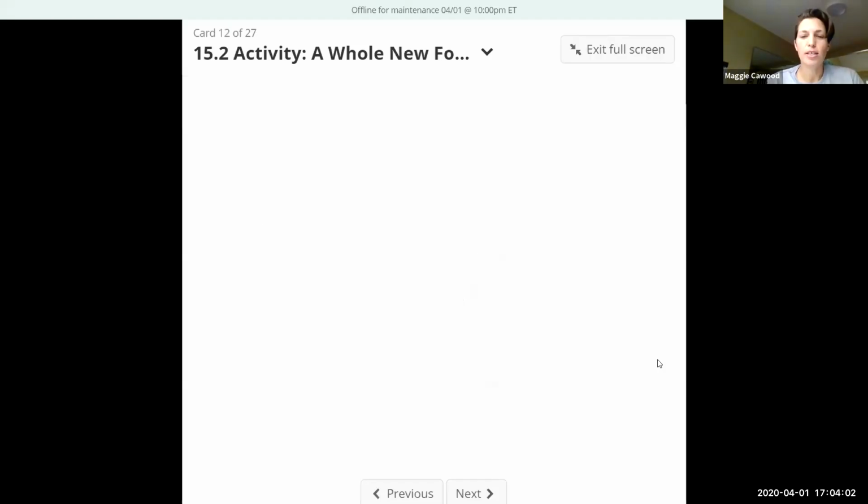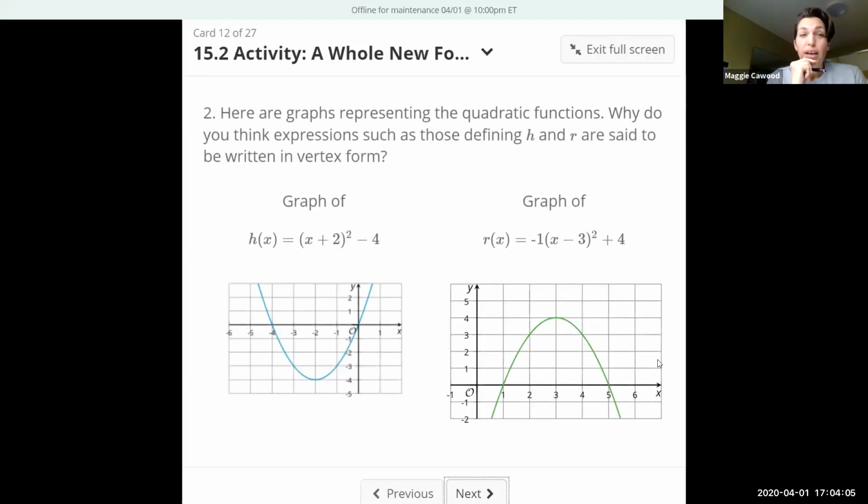Okay, great. So it's saying here are the graphs represented by the quadratic functions. Why do you think expressions such as those defining h and r are said to be written in vertex form? So this is why do we have the name vertex form? This is h in vertex form. Here's the graph of h, and here's r in vertex form. Eventually I have to tell you, but I really want you to think about it.